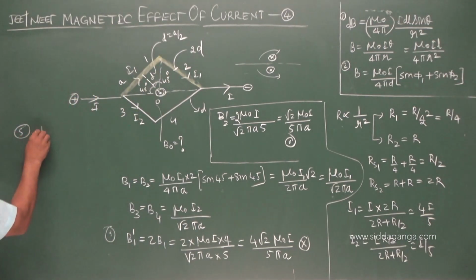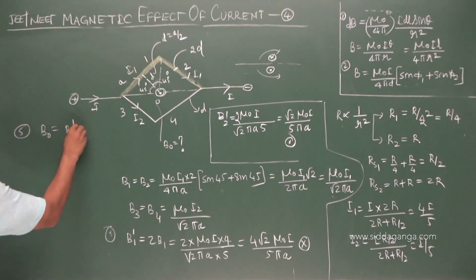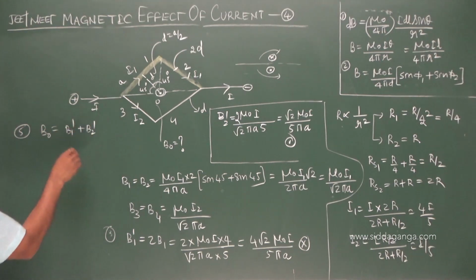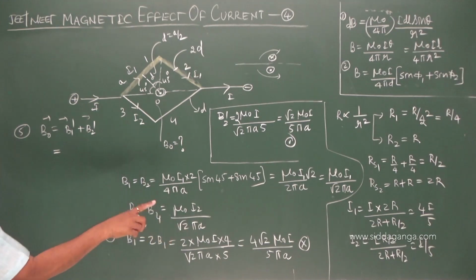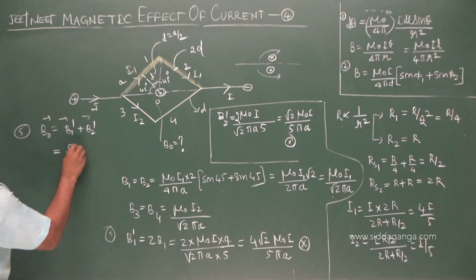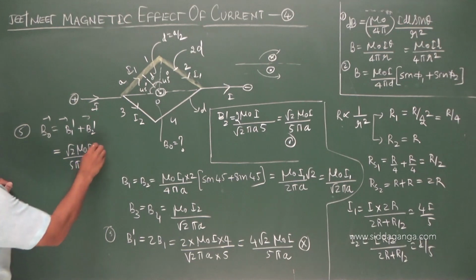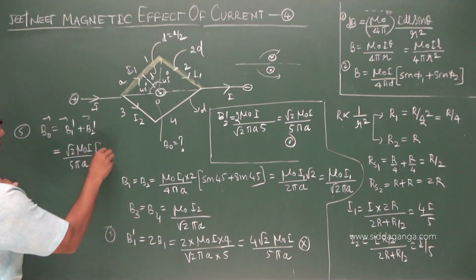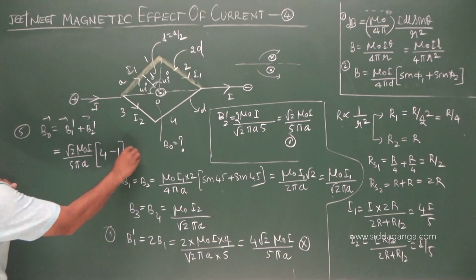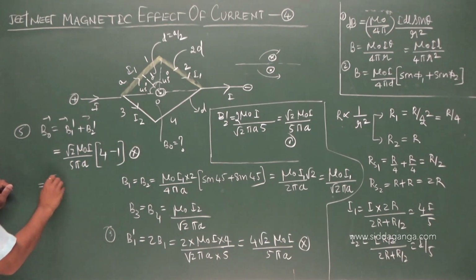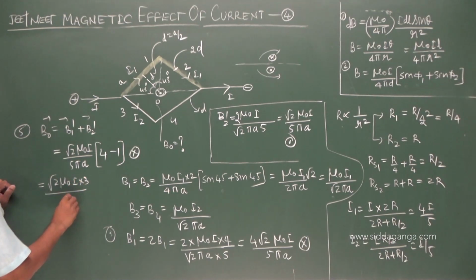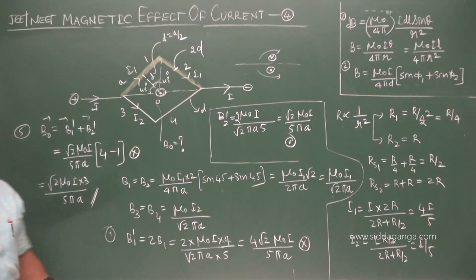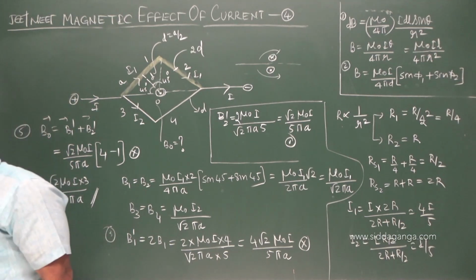Therefore the final answer B naught equals B1 dash plus B2 dash, taken vectorially. B1 dash is the common term, so I write first root 2 mu naught I by 5 pi a, and keep it as it is. That is 4, the other is 1 into the board. That becomes root 2 mu naught I into 3 by 5 pi a, which is the answer. So I hope you understood that.